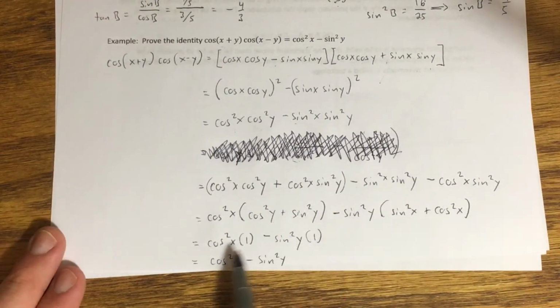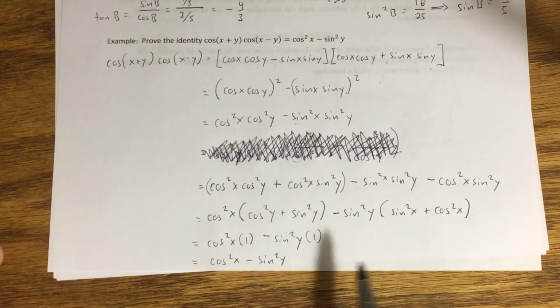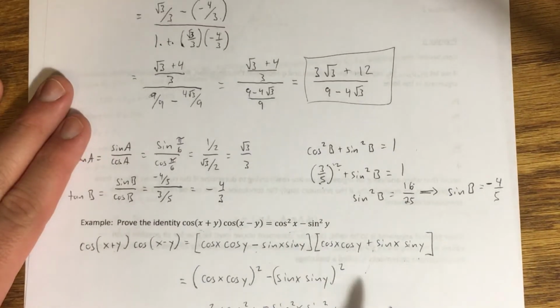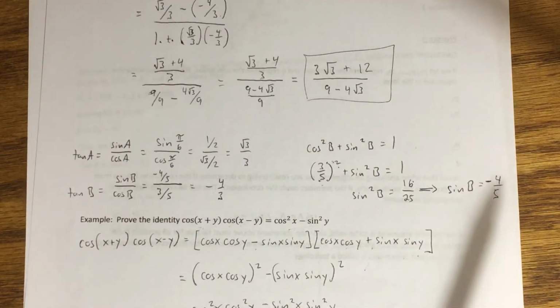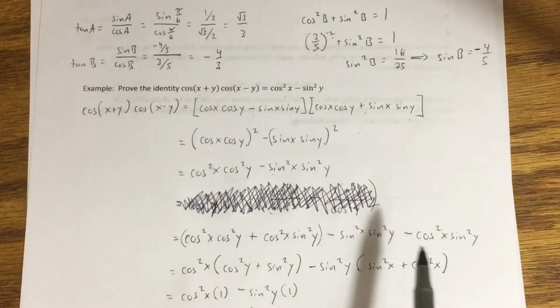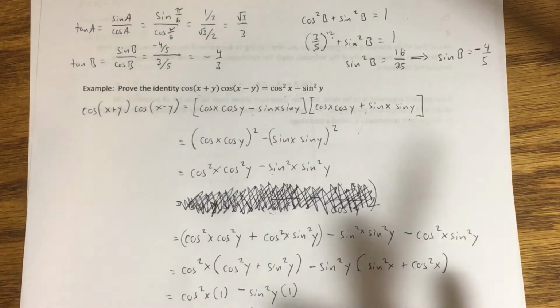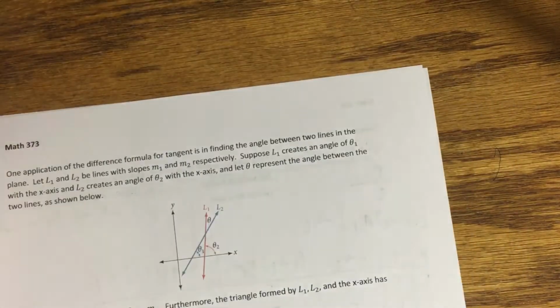And then to end this proof, multiplying something by 1 doesn't change it, so this really comes down to cosine squared of x minus sine squared of y. That's what we were trying to prove in the first place. Okay, so definitely a tricky identity, because that one step going from here to here is not an intuitive step at all. You have to see it done before you would think to do something like that.